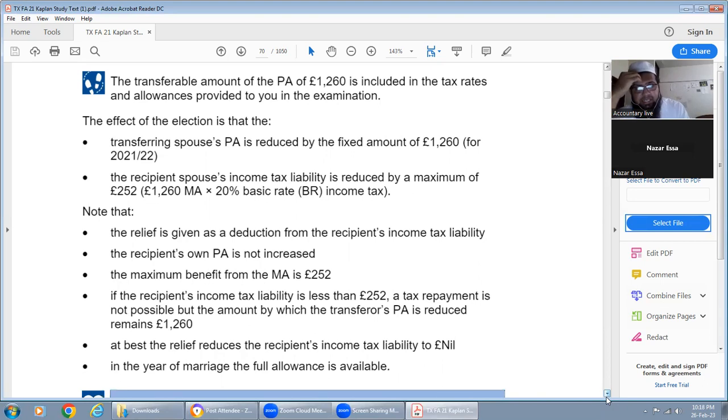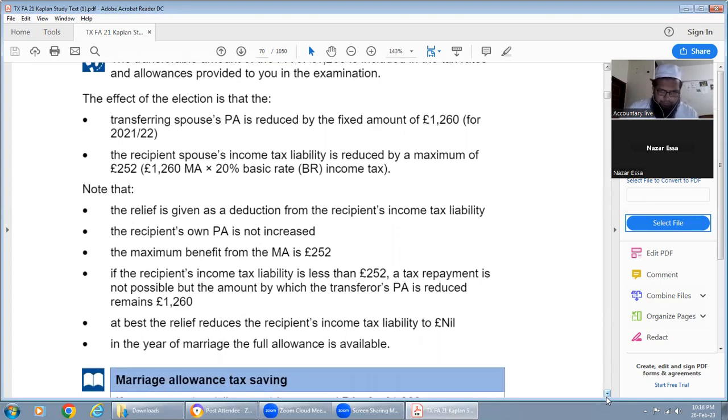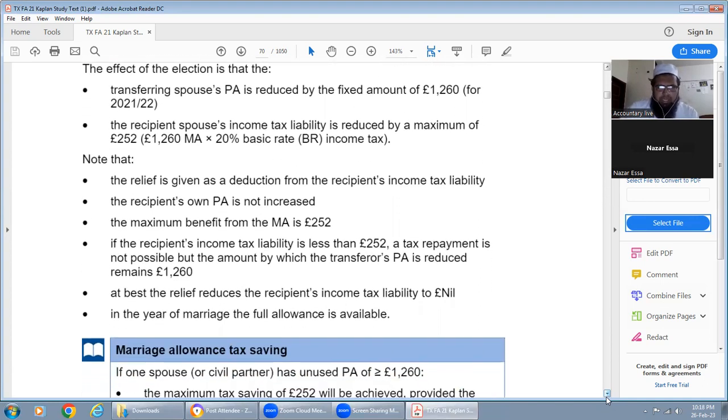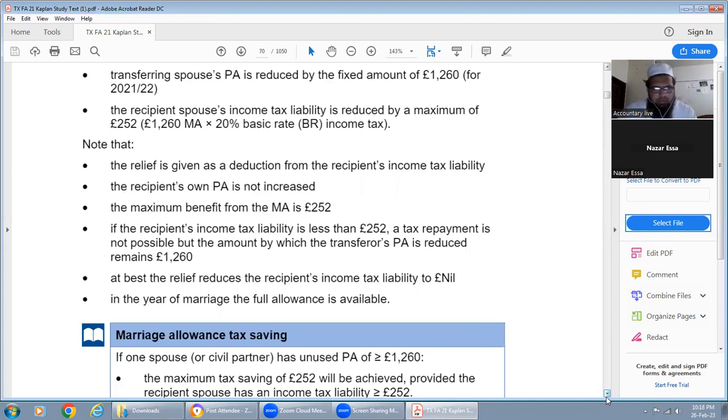If the recipient's income tax liability is less than 252, a tax repayment is not possible, but the amount by which the transferor's personal allowance is reduced remains 1260. You will not get a cash refund. You can get a maximum of 252 or less than that. At best, the relief reduces the recipient's income tax liability to nil. You can just pay nil, not minus.